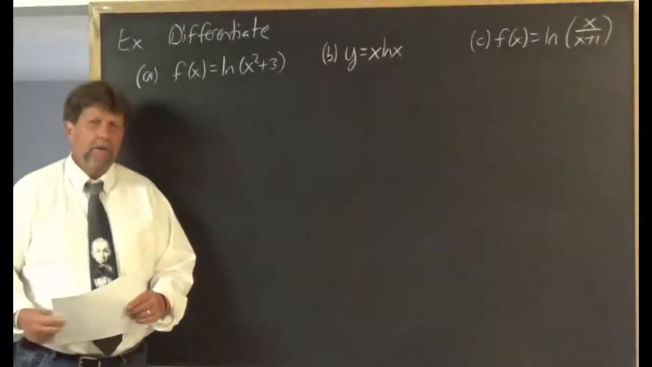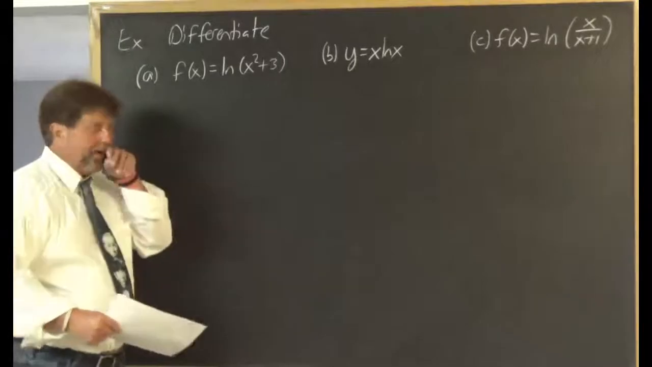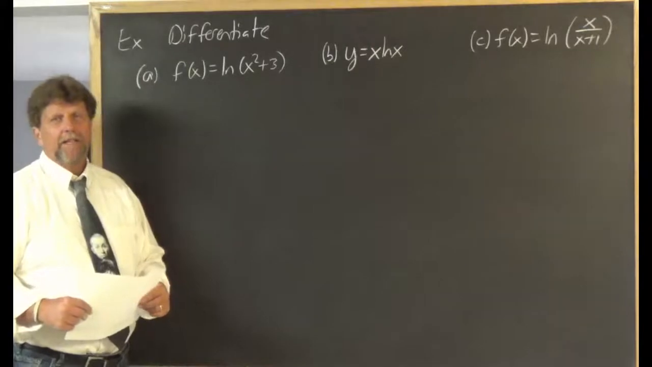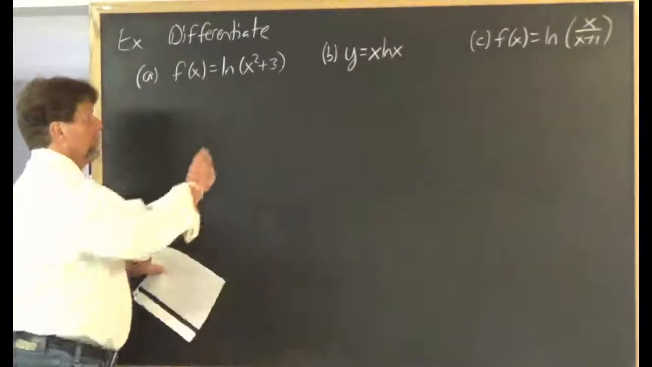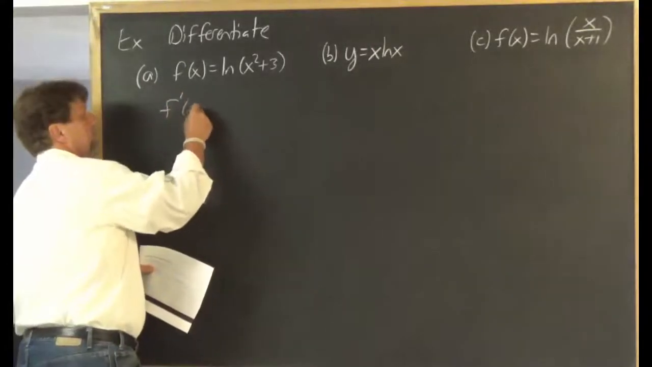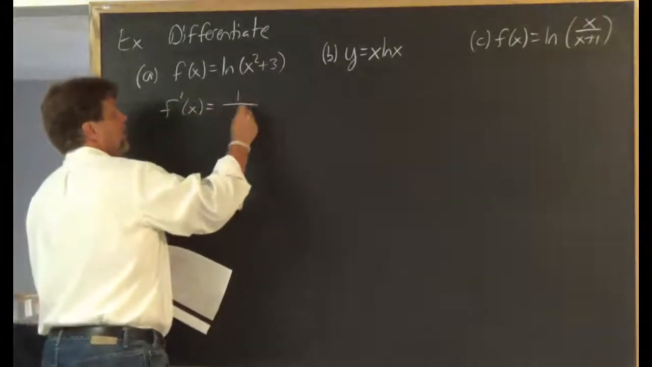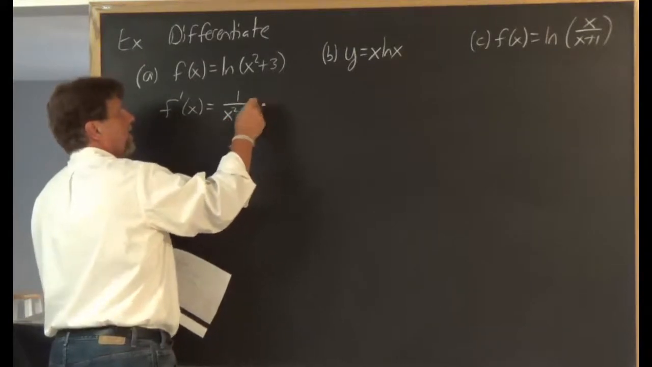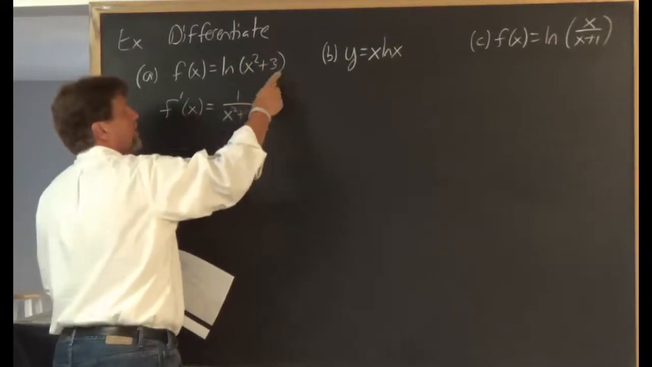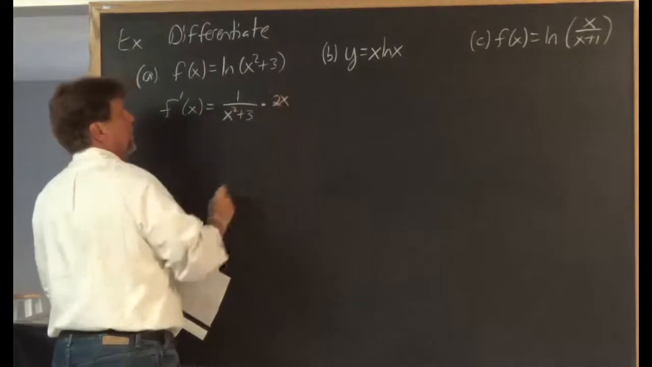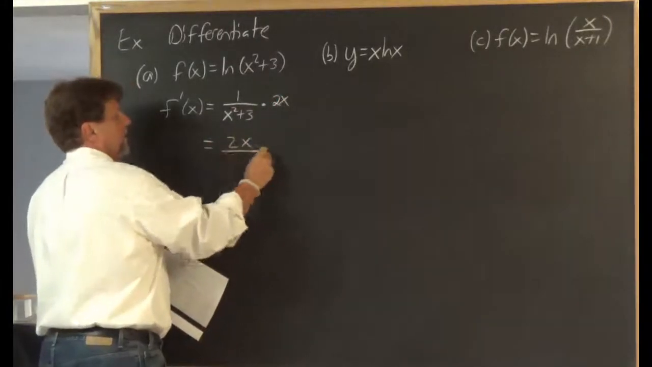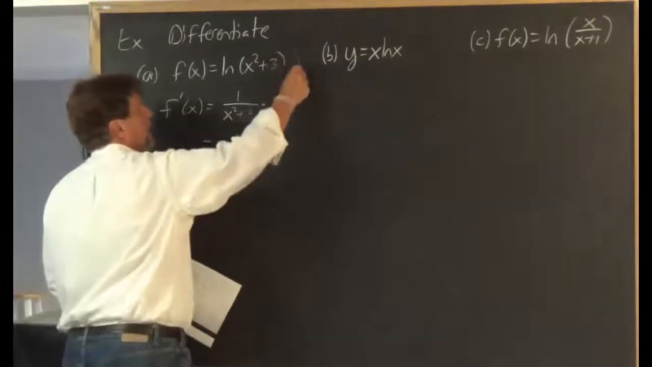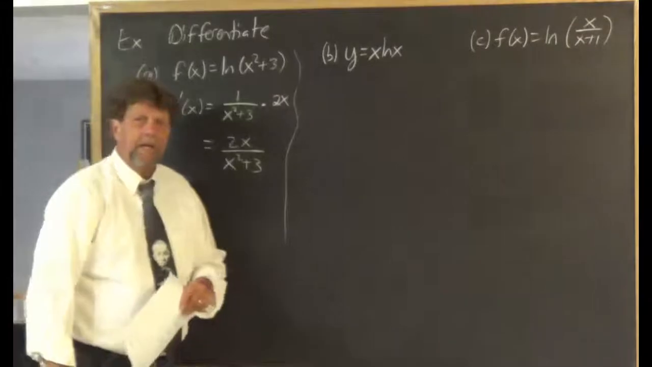All right, example of differentiating with our new derivative rule. Part A, the function is natural log of x squared plus 3. So we use our new rule. We get the derivative is 1 over x squared plus 3 times, now the chain rule, the derivative of x squared plus 3, which is 2x. And yeah, I could write it like this. Not too bad.